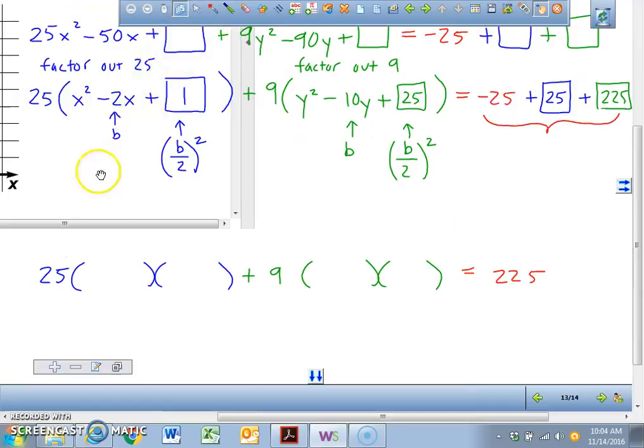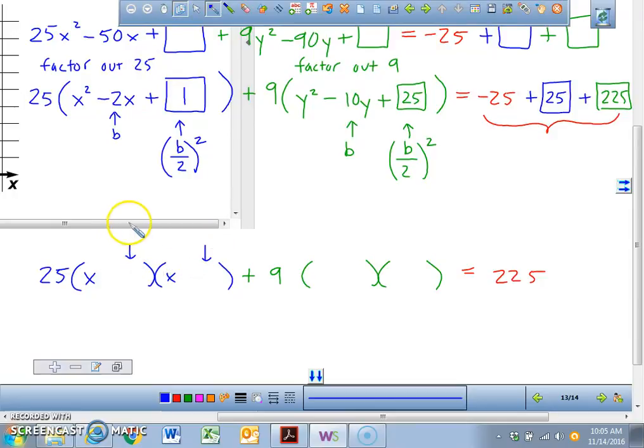Now, I have to take x squared minus 2x plus 1 and factor it into two binomials. I know I'm going to have an x and an x. Well, what number am I going to plug in here and here? It will always be whatever the b value is divided by 2. So we're going to put a, what's half of this? Negative 1. So put a minus 1 here and a minus 1 here.